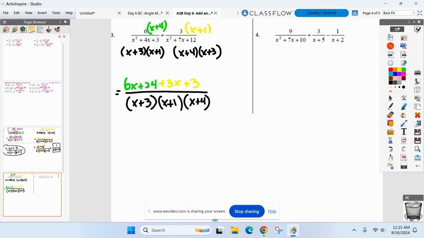Ready for those like terms combined? What's left up top in the numerator? A 9x and a 27. Oh, okay. We'll be back.